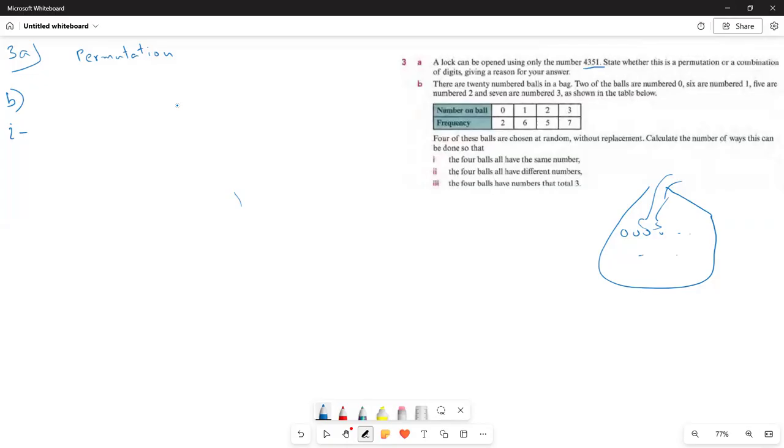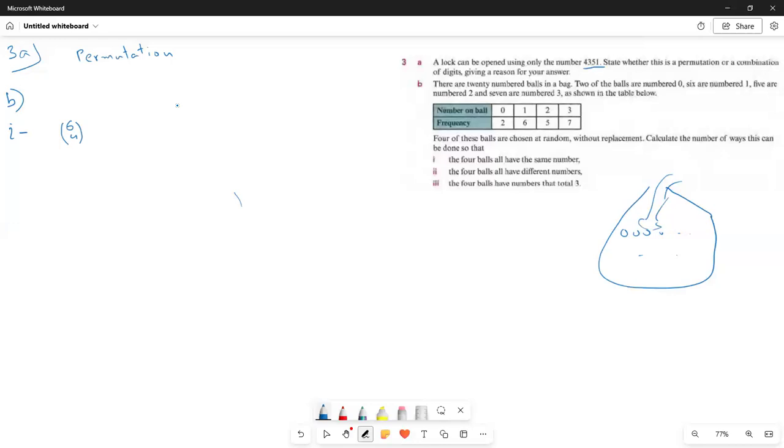All balls cannot have 0 on them because there are only 2 such balls, right? But 1 is written on 6 balls, so it's possible that I take 4 balls and all of them have 1 written on them. Similarly for 2 and 3, this is possible, but 0 is not possible. Now how many ways can I get 1 written on them? It means how many ways 4 balls can be chosen out of 6. So 6 combination 4. This is the number of ways I can have 1 written on them.